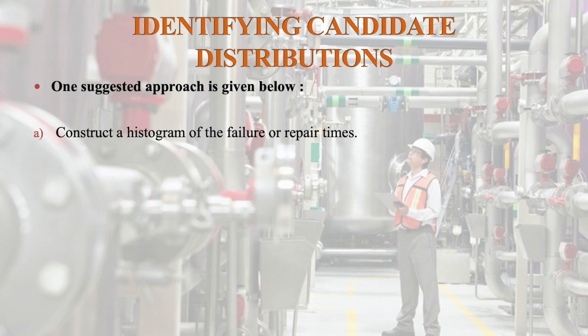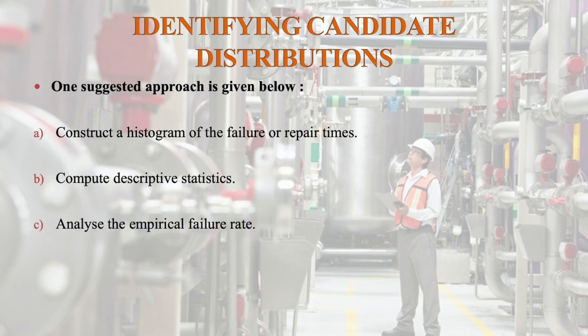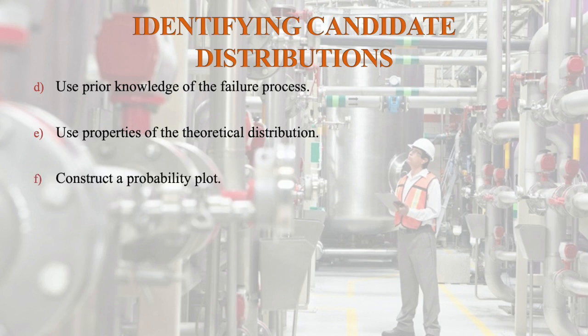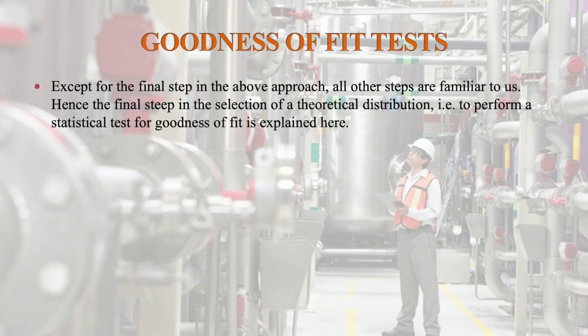A. Construct a histogram of the failure or repair times, compute descriptive statistics, analyze the empirical failure rate, use prior knowledge of the failure process, use properties of the theoretical distributions, construct a probability plot, examine the goodness of fit. Goodness of fit test. Except for the final step in the above approach, all other steps are familiar to us.